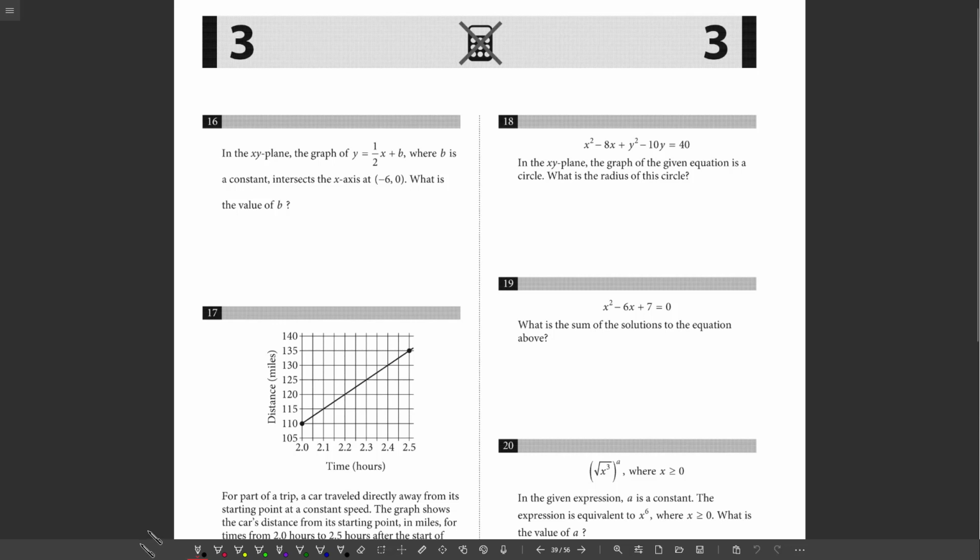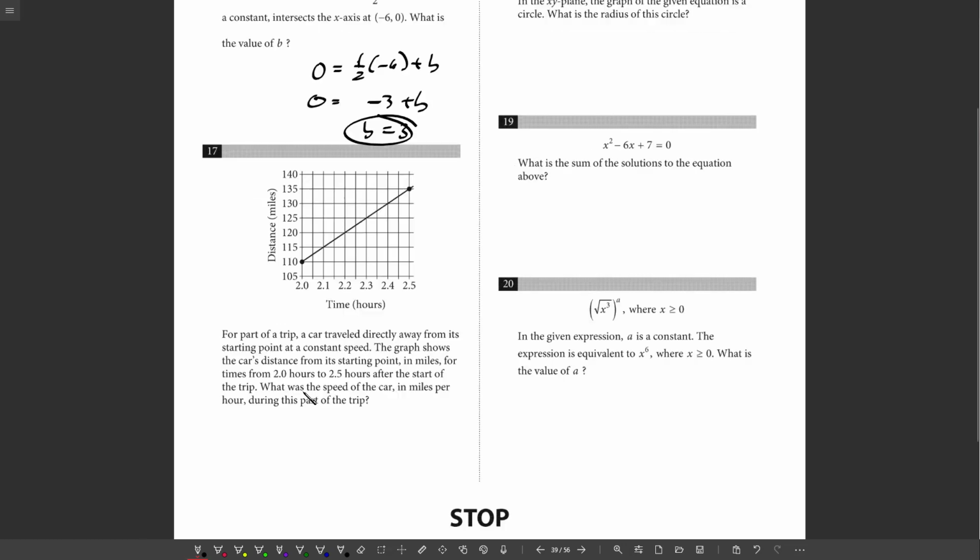16, we have this line, we have this point, we want b. Let's just plug in this point. So y is 0, 1/2 times -6 plus b. So b will have to be, we'll write this out, 0 equals -3 plus b. So b is 3.